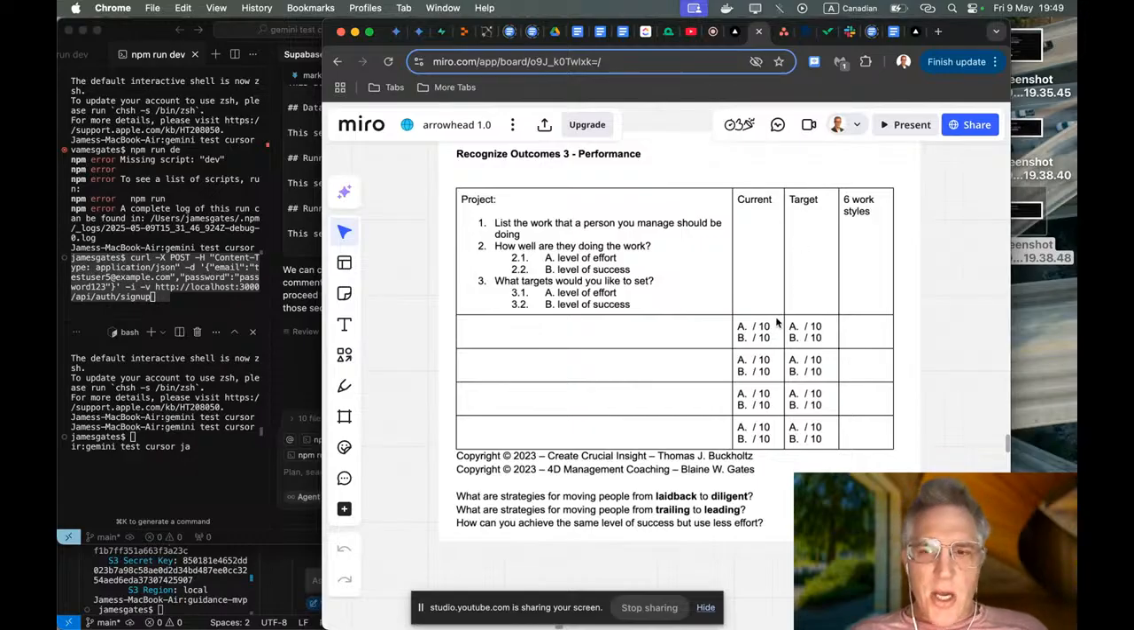Now that can change. You might actually be shifting down in your level of effort. If we're shifting down in the level of effort, that means that the work style is going to reflect that.